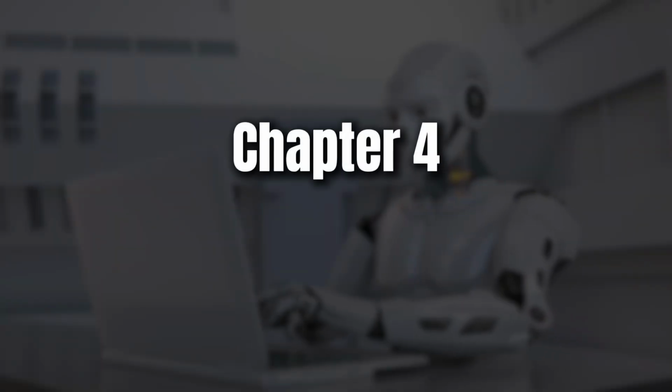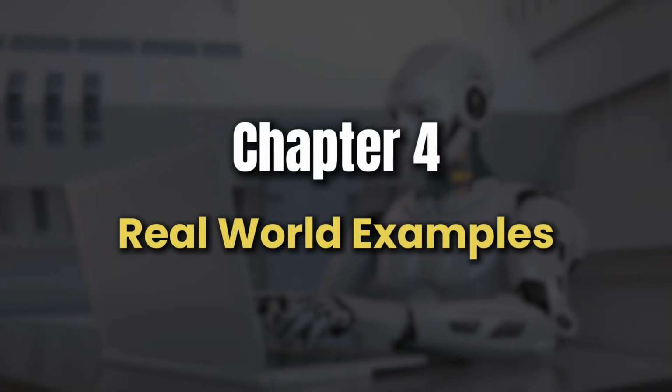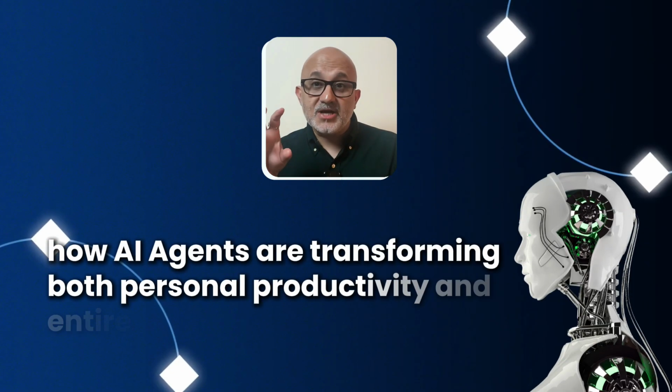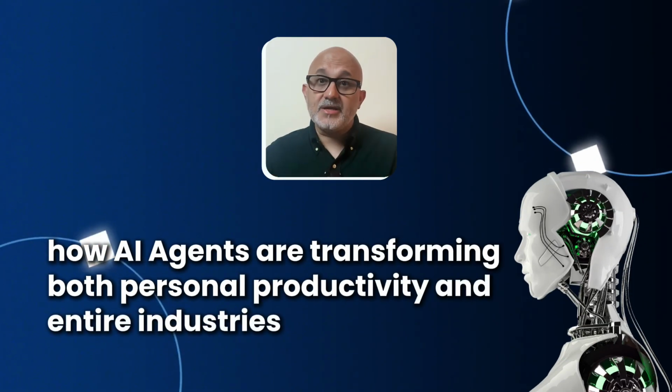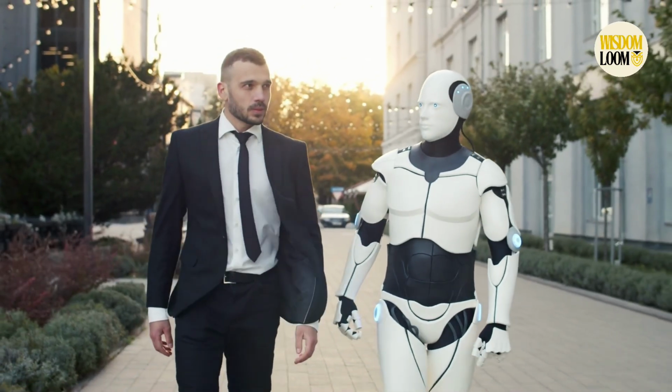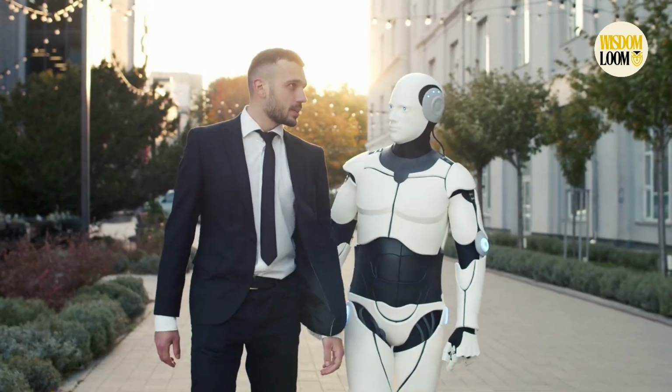Chapter 4, real world examples. Personal assistants versus industry applications. Let's bring this to life with some real world examples of how AI agents are transforming both personal productivity and entire industries. In personal productivity, AI is your 24/7 assistant.